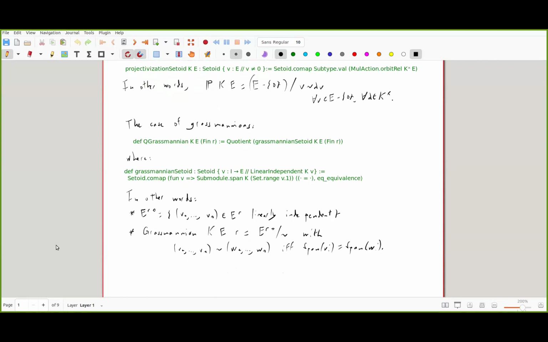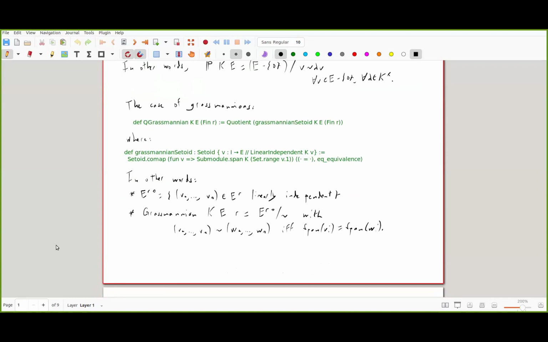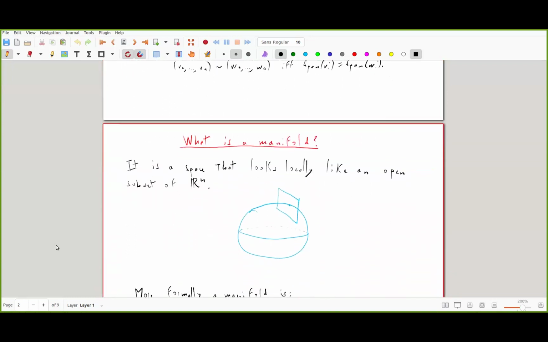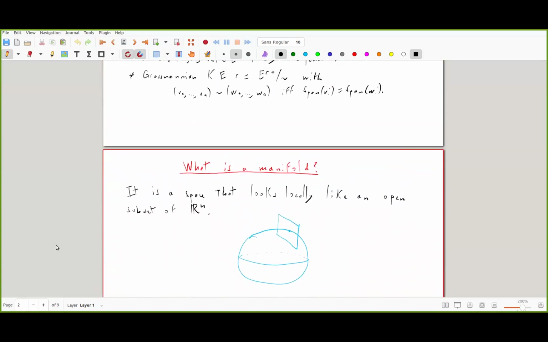So I'm going to remind you what a manifold is. The very rough idea is a space that locally looks like an open subset of a vector space, like R^n, for example. The example that we have in Lean that Heather formalized is the sphere. If you look at a point of the sphere, you can see that locally around the point, the sphere looks like a plane.